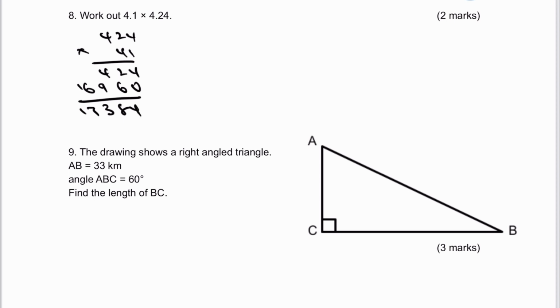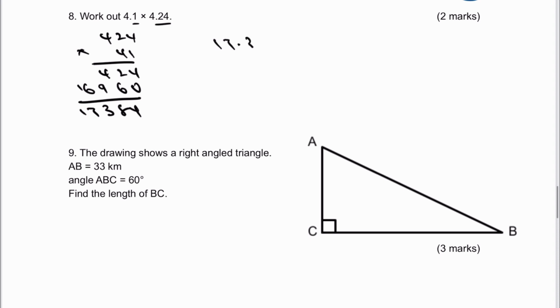17384 as a calculation, but then we need to put the decimal point back in. It's actually moved, if you can see at the top there, 3 places, so therefore the answer is going to be 17.384, and that would be the answer to question number 8.